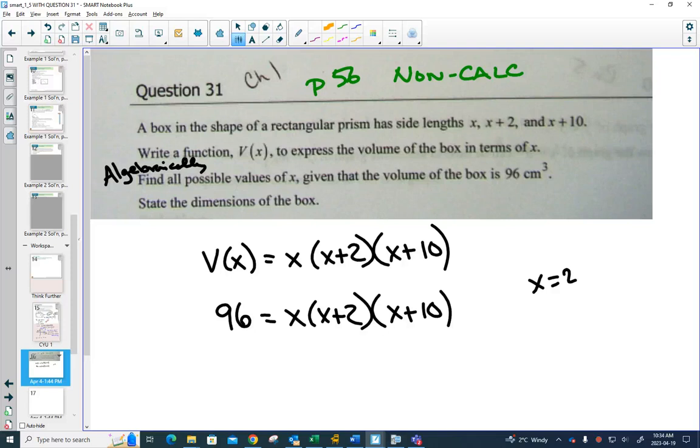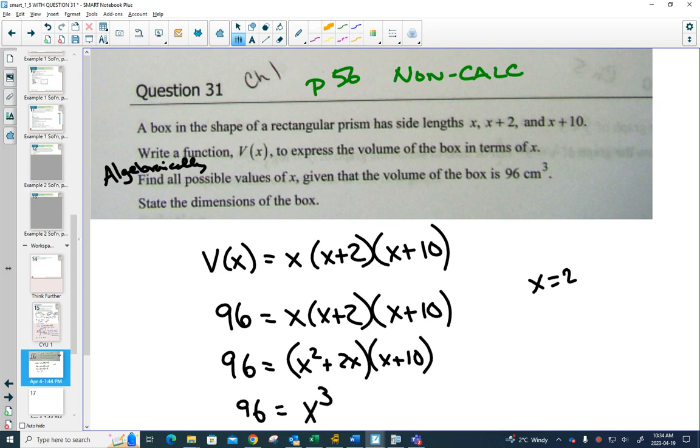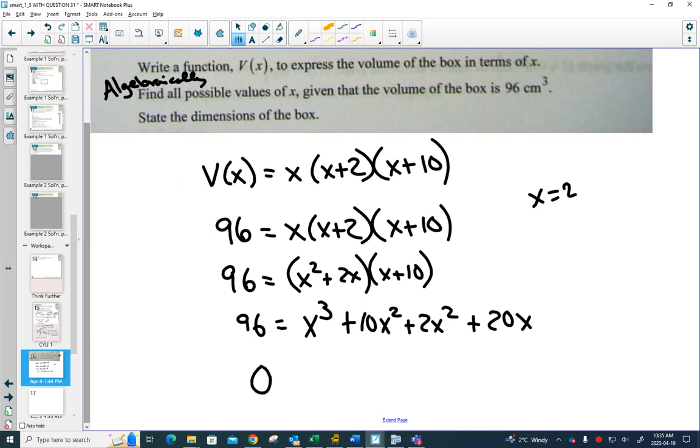Now, what was a little bit annoying about this one is if you wanted to solve this algebraically, well, it's already factored, but not equal to 0. The only way that you can solve an equation when it's factored is if one side's equal to 0. So you would have first had to multiply this out. I'm going to multiply these ones together first. And then I'm going to multiply these ones together, x cubed plus 10x squared plus 2x squared plus 20x. And now I can move the 96 over, combine my like terms.